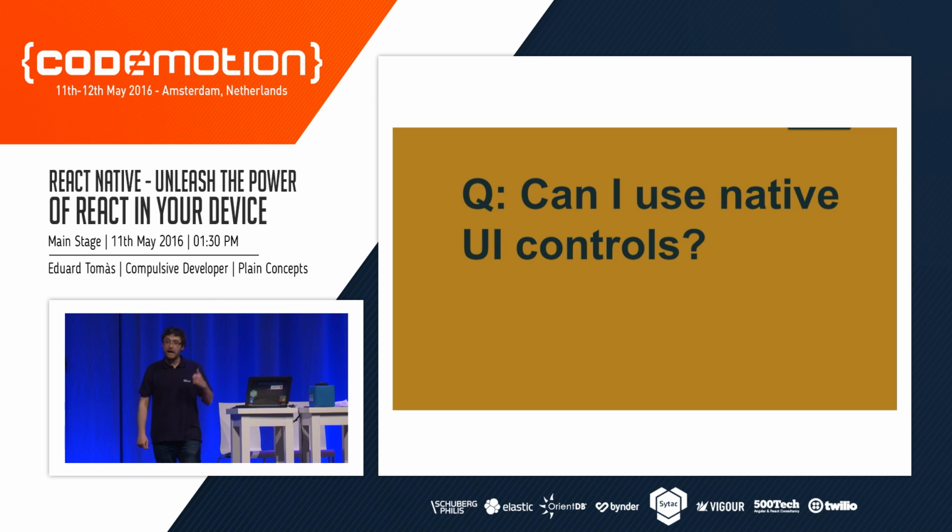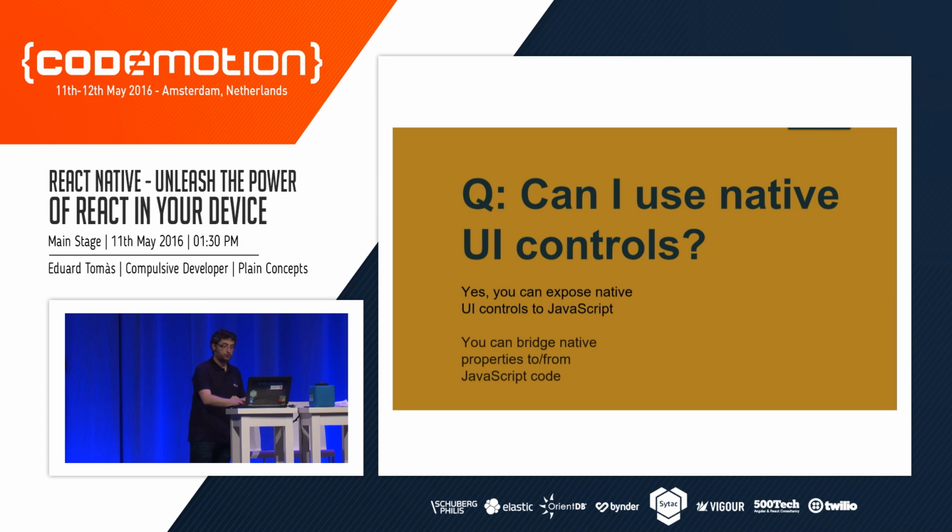And we can also wrap native UI controls in a component of React Native. A typical example is showing the MKMapView of an iOS application inside a map component of React. Doing that is not easy. It requires some knowledge about internals of React Native and mobile development, but the key factors are, yes, you can expose native UI controls to JavaScript.